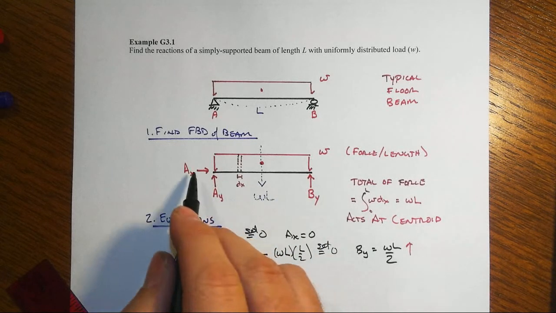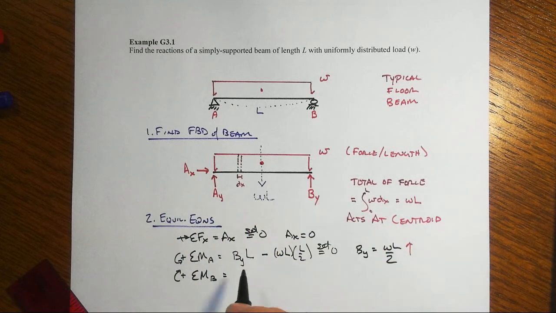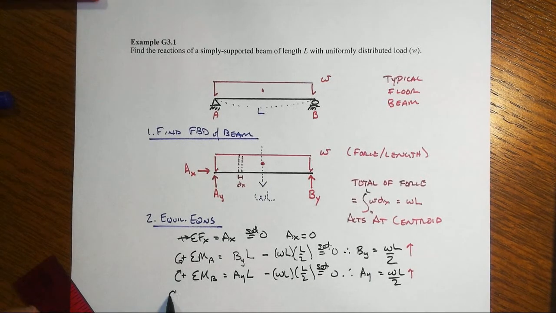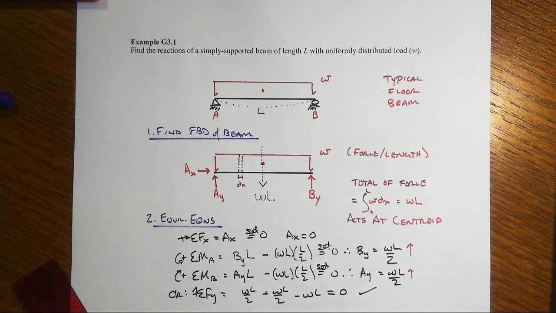Sum of moments about By: Ax is 0, but it also goes through that point, so who cares? We've got Ay times L, and then going the other way, minus WL, the total load, times its moment arm, L over 2, set equal to 0, and yes, we find that Ay equals WL over 2, acting up. And sure enough, if we check sum of forces in the y, taking upwards as positive, we get WL over 2 plus WL over 2 minus WL. That does equal 0 the way it's supposed to. We did do that correctly.